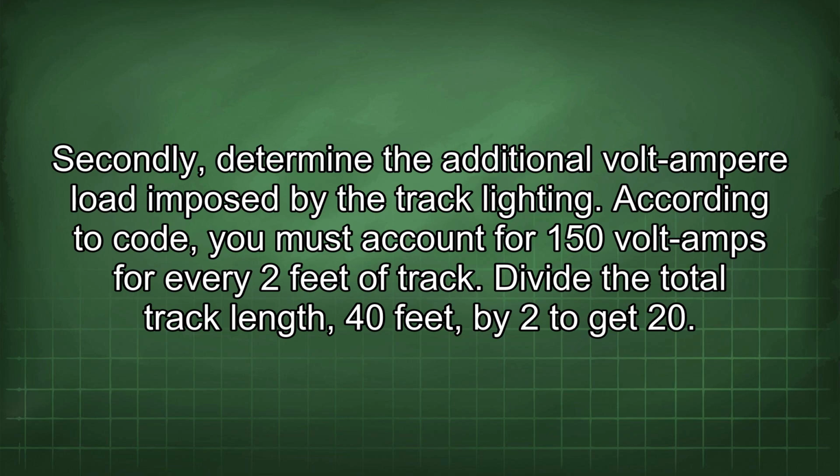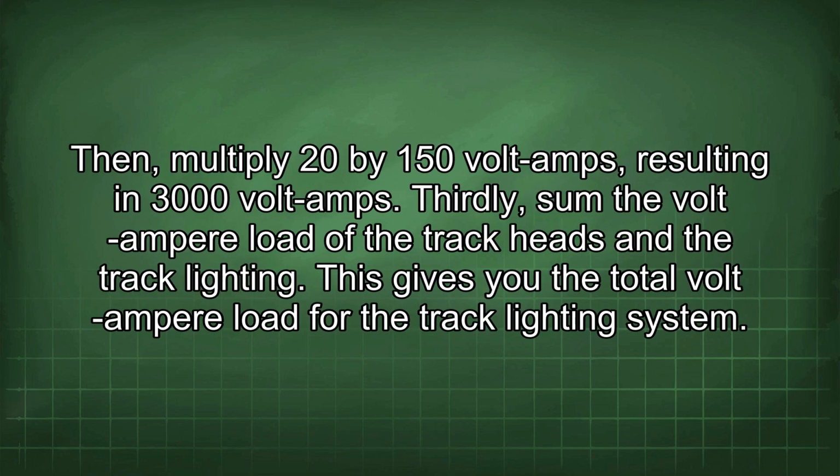According to code, you must account for 150 volt-amps for every 2 feet of track. Divide the total track length, 40 feet, by 2 to get 20. Then multiply 20 by 150 volt-amps, resulting in 3000 volt-amps.